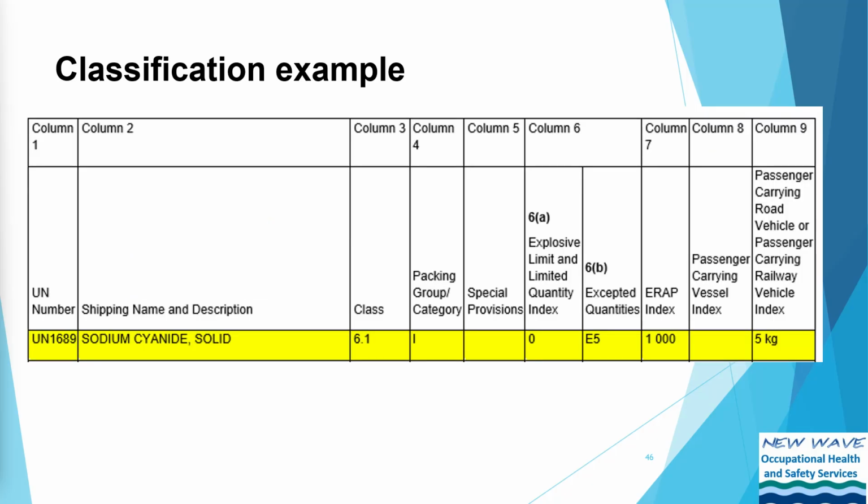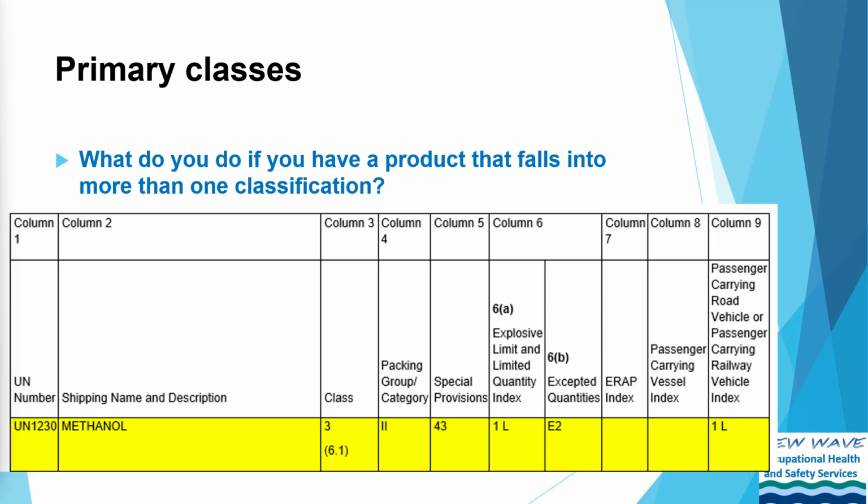And does Schedule 1 agree with us? Well, what do you know? Column 3, class 6.1. Column 4, packing group 1. And that just leaves one more item to discuss when it comes to classification. What do you do if you have a product that falls into more than one classification? For example, see the methanol entry on the slide. We know from our rules that the primary class is 3 because it is not in brackets.